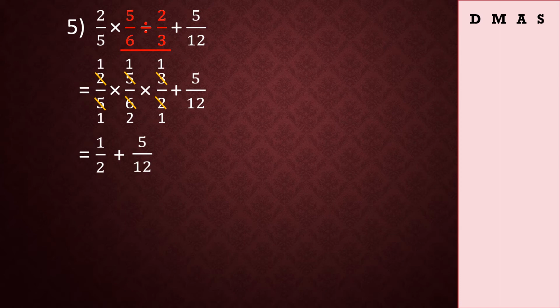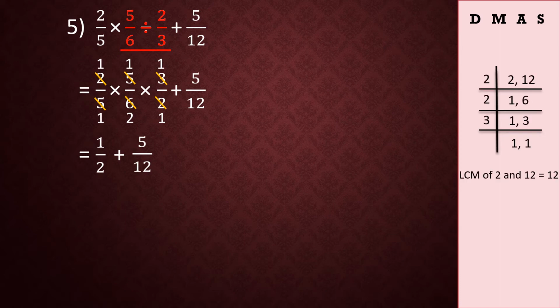And the LCM of 2 and 12 is 12. So we have to bring 12 at the place of denominators. Now tell me, in 1 upon 2, which digit will you multiply to bring 12 in the place of denominator? Yes, 6. So multiply numerator and denominator by the same number 6. Then write plus sign as it is.